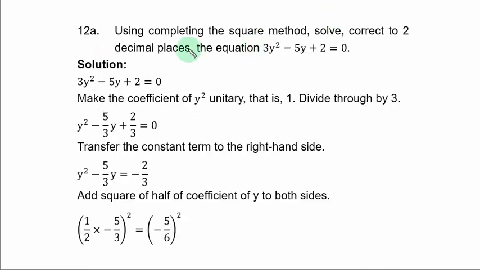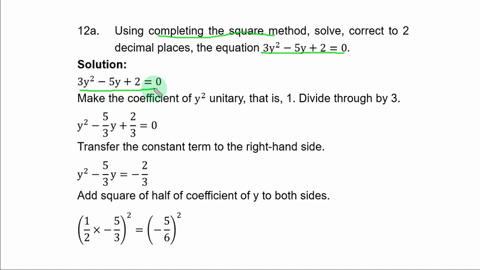Question 12a. Using the completing the square method, solve, correct to 2 decimal places, the equation 3y squared minus 5y plus 2 equal to 0. The equation is quadratic. So we are going to outline the steps that are involved when using the completing the square method. This is the equation you are solving.